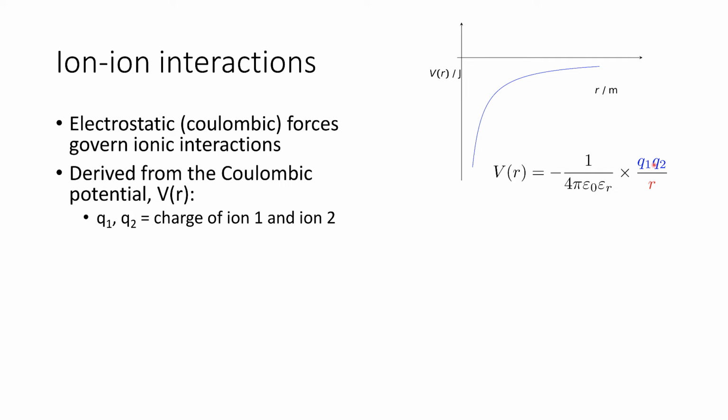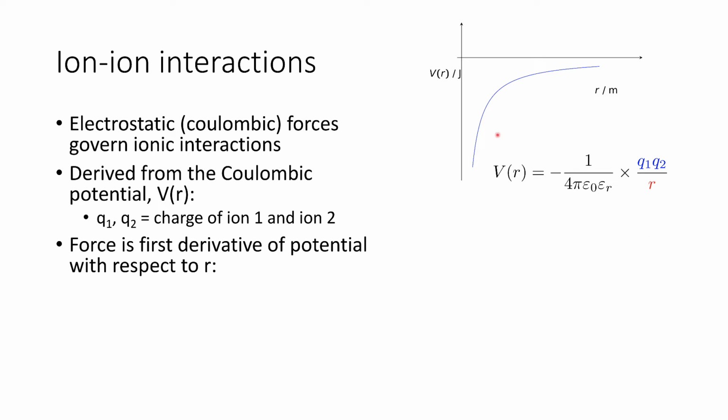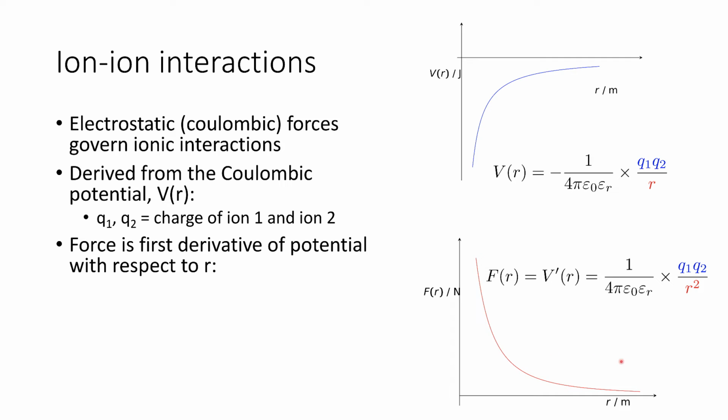Q1 and Q2 represent the charge on each of the ions, while R is the separation between them. And remember again from your intermolecular forces that force is the first derivative of potential with respect to R, so we find our first derivative here, and we get a graph that looks like this. The closer oppositely charged ions are, the more they attract.